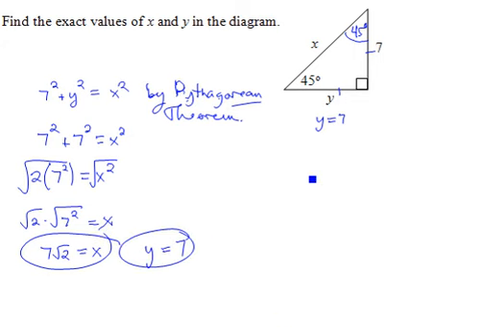y is equal to 7 as we noted before, and so there is the answer to the problem.